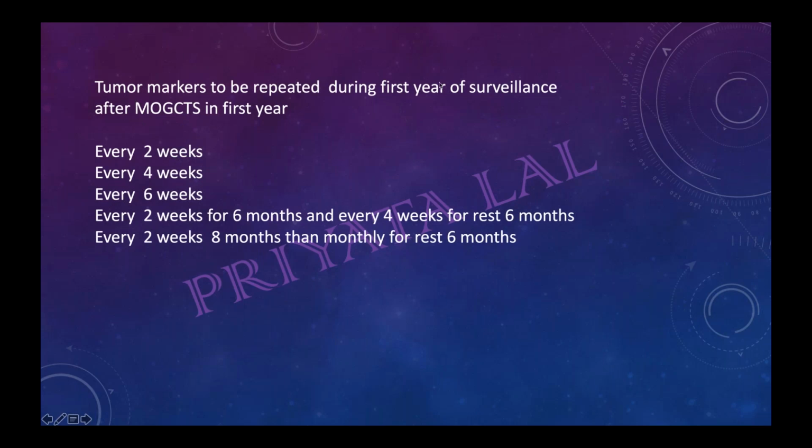Again, tumor marker to be repeated during the first year of surveillance: every 2 weeks for 6 months, every 4 weeks for the rest of the year. Very good. So this is for the first year. Second year we know 2 monthly, third year 3 monthly, fourth year 4 monthly, and after the 5th year it is 6 monthly. That we know from that table.